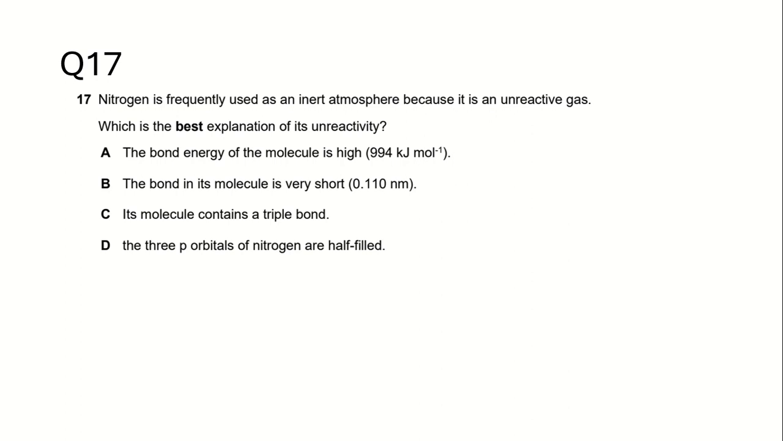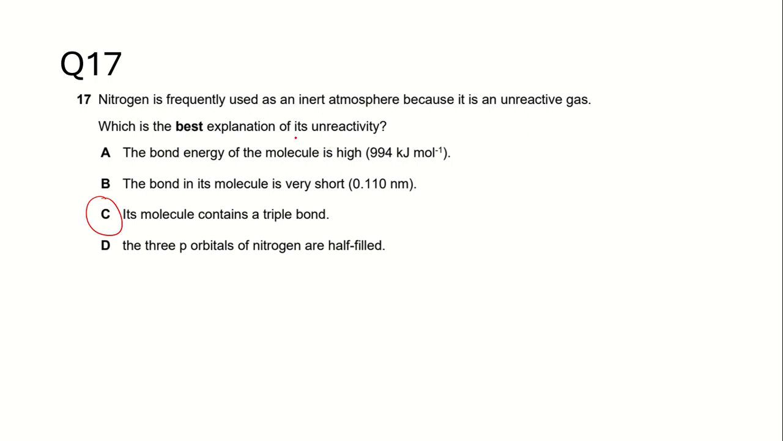Now for question 17, nitrogen is frequently used as an inert atmosphere because it is an unreactive gas. Okay, nitrogen is very unreactive because it has a triple bond between the two nitrogen atoms in the molecule. So C is the answer. Now why are A, B, and D not our best answer?